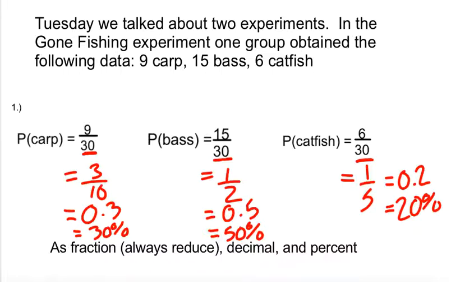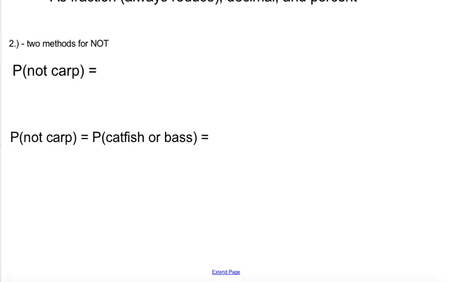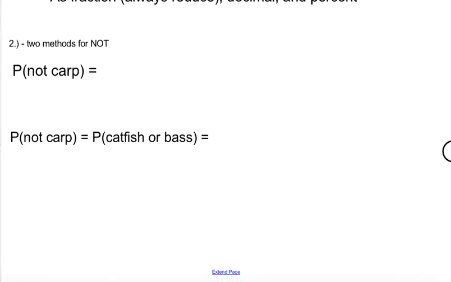We should always reduce though when we're doing this. The other way we can look at things like this is if I wanted to look at a question and I said, what's the probability that we don't have carp?